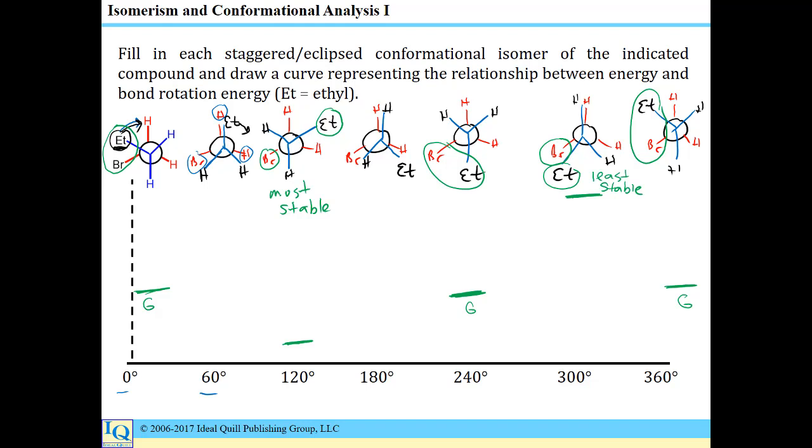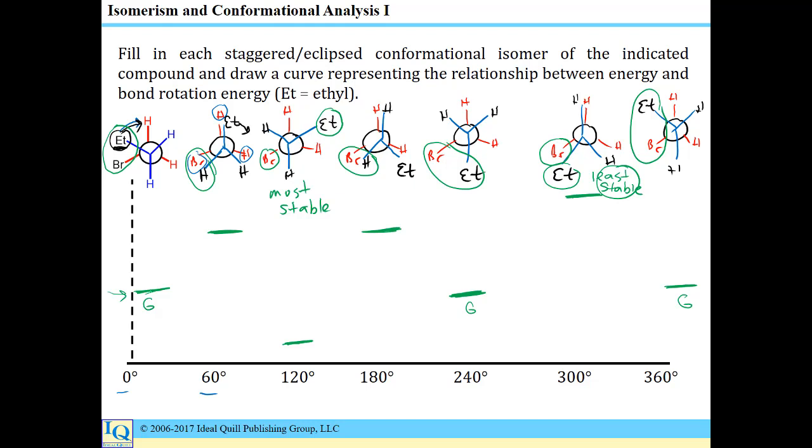Finally, we have these other eclipsing conformations where the bromine and hydrogen are eclipsing one another, and that's not as bad a steric hindrance interaction as a bromine and ethyl group. Those should be lower in energy than our least stable conformation over here, but still they'll be higher in energy than our staggered conformations. So they'll be somewhere in here. Finally, then we can draw our curve.